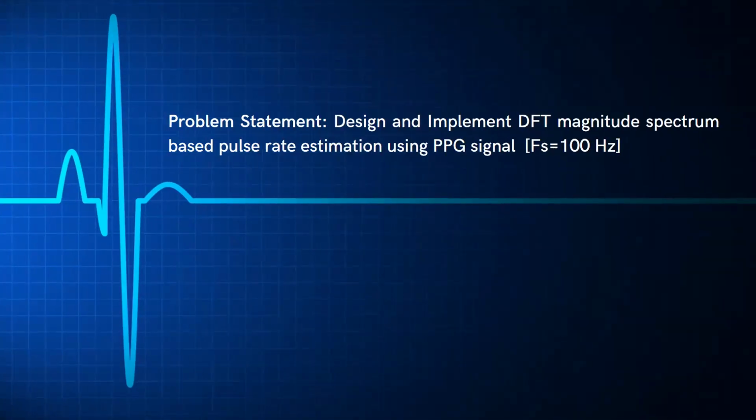So the problem statement given to me is to design and implement DFT magnitude spectrum based pulse rate estimation using a PPG signal. The sampling frequency given to me is 100 Hz.